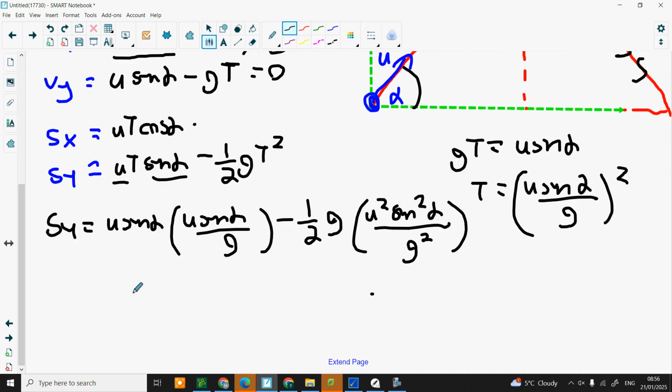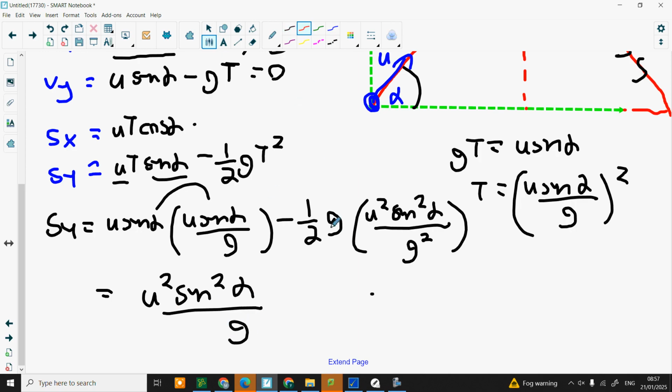Okay, guys, what are we doing next then? Multiply this in, and what do we get? U squared sine squared alpha all over g. This g cancels with 1 on the bottom, and what we're going to get is minus u squared sine squared alpha all over, anybody? 2g.